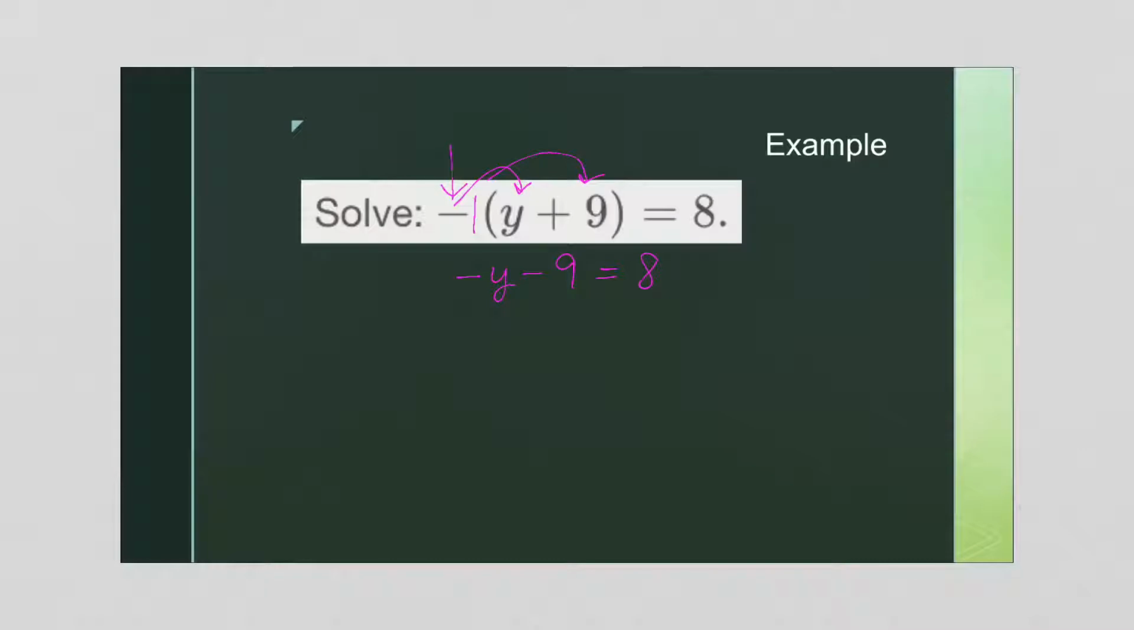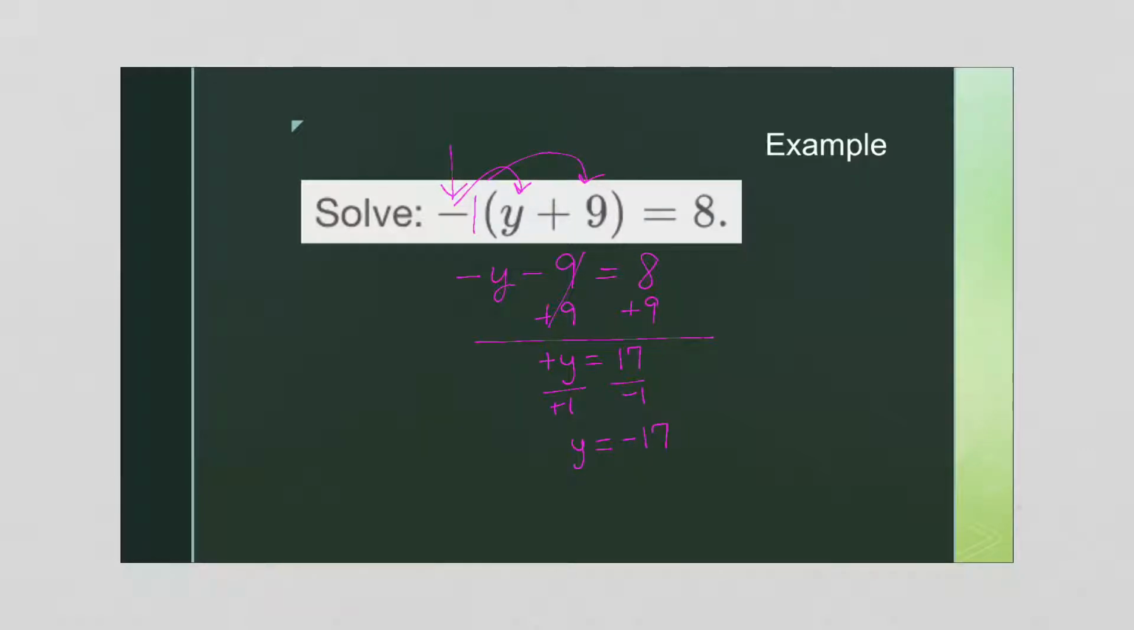So now what you want to do, again, collect your constants on one side. So I'm going to add 9 to both sides. That creates 0. Don't forget that you have the negative sign in front of the y, so you're left with negative y is equal to 17. And now we want to divide both sides by negative 1 to get rid of that negative sign in front of the variable. So our answer is y equals negative 17.